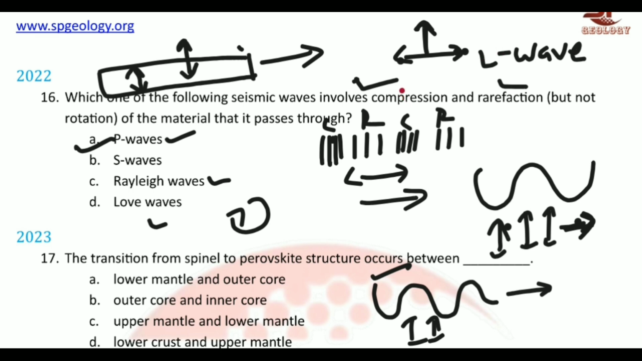S wave has up and down vibration, perpendicular to the direction of propagation. So L wave vibrates parallel to the ground, S wave vibrates perpendicular to the ground, and both move perpendicular to the direction of vibration. So our answer is P wave.